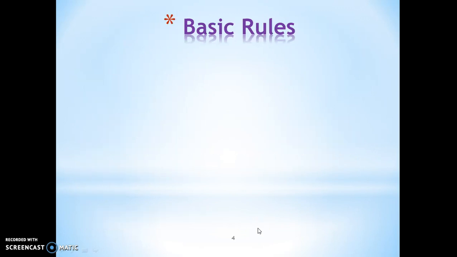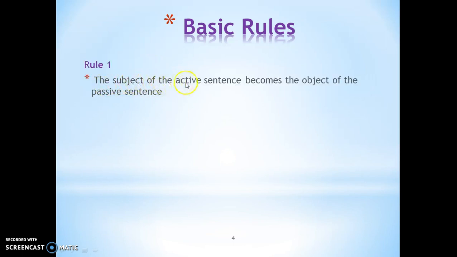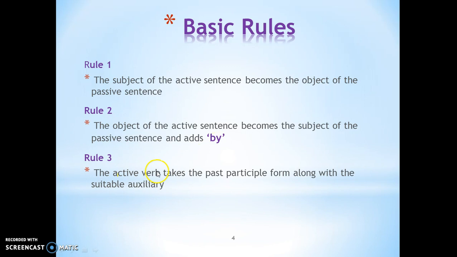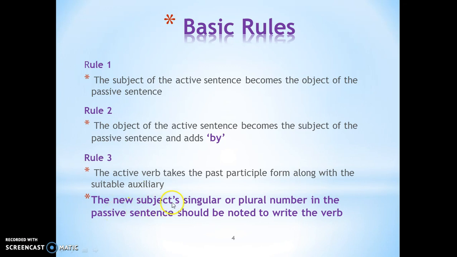Let us see the basic rules for changing active voice into passive voice. The subject of the active sentence becomes the object of the passive sentence. So, the object of the active sentence becomes the subject of the passive sentence and adds the word by. The active verb takes the past participle form along with the suitable auxiliary according to the noun's number. Note that the new subject's singular or plural number will influence the verb written in the passive sentence.